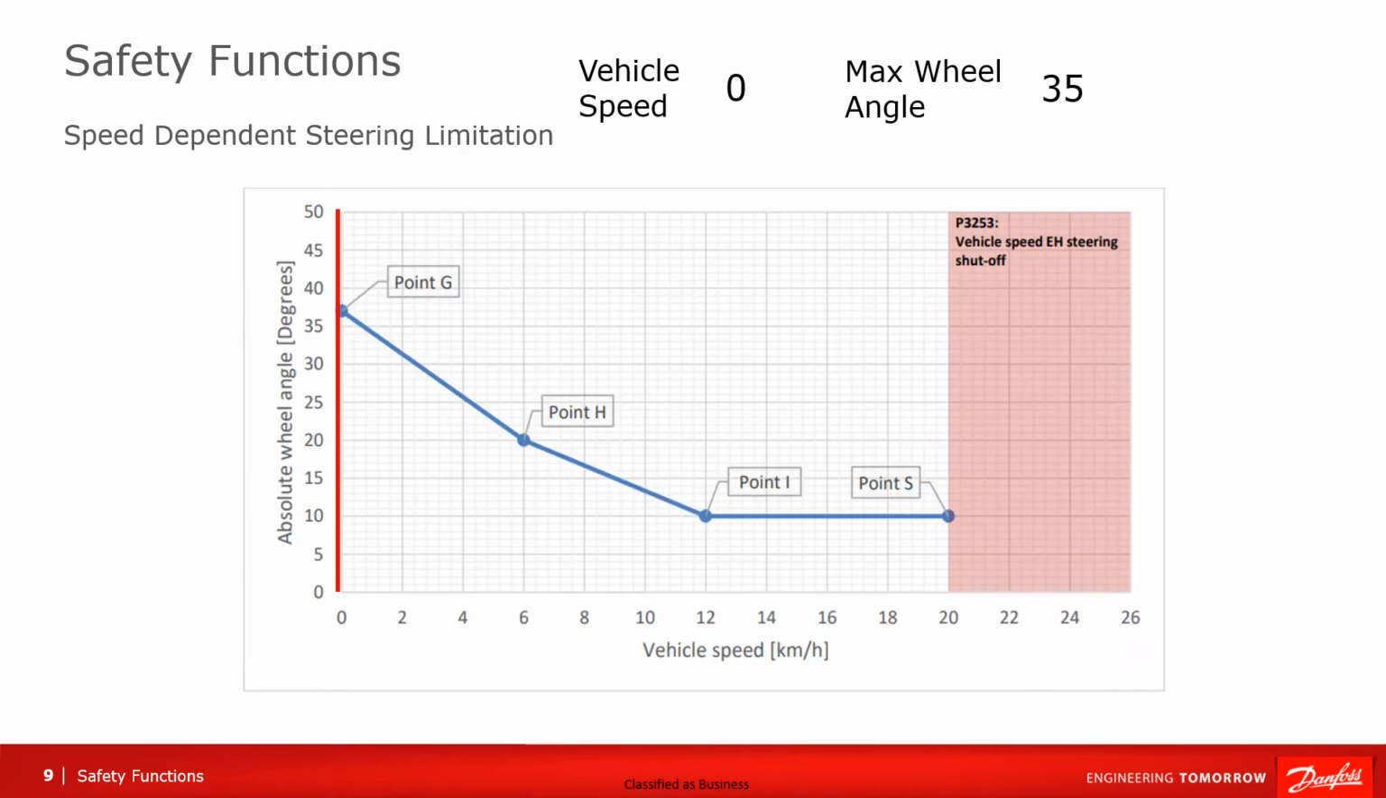The first group of safety functions is steering limitation based on vehicle speed. This can be done by limiting flow or wheel angle as vehicle speed increases. These functions can be used with auto guidance, aux devices, or the steering wheel programs.